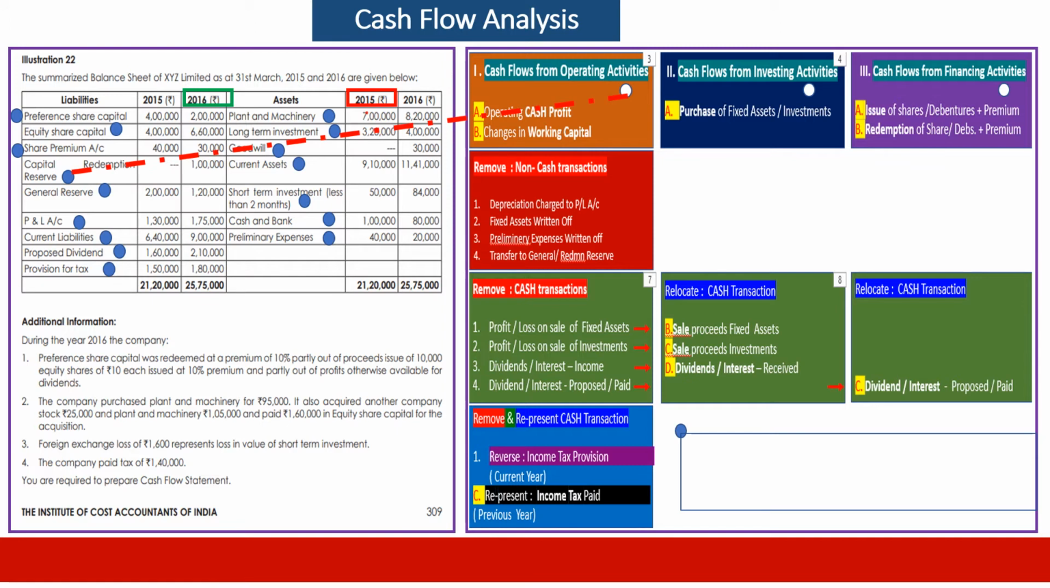Capital redemption reserve, we will be taking it under operating activities for removal. It is item number 4. Then general reserve.